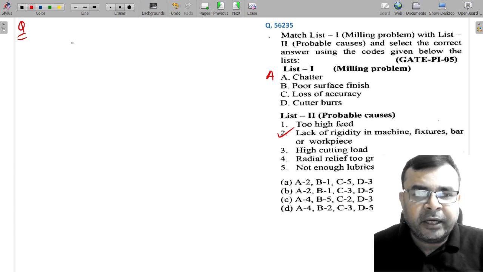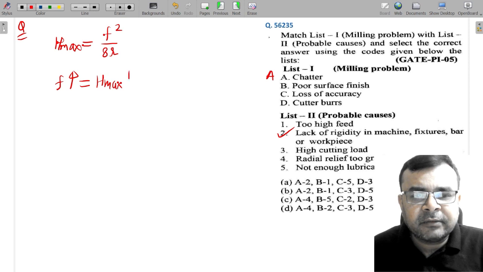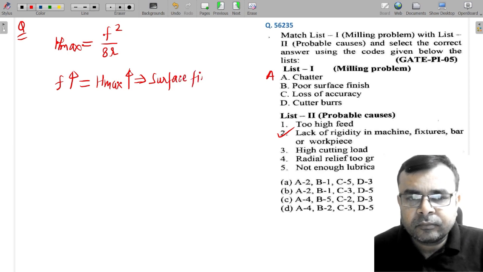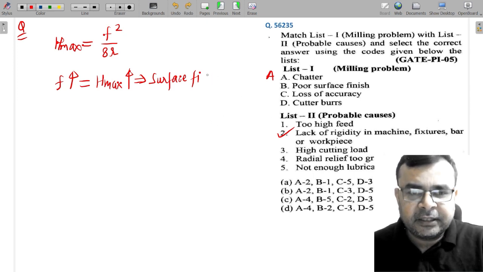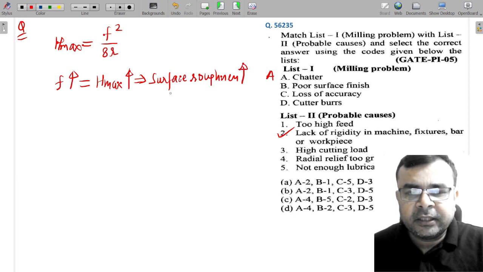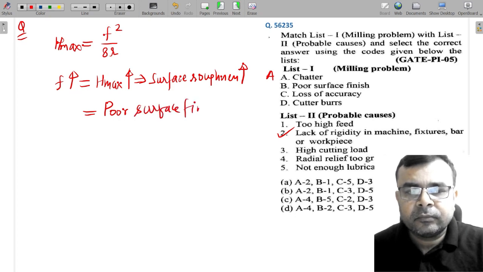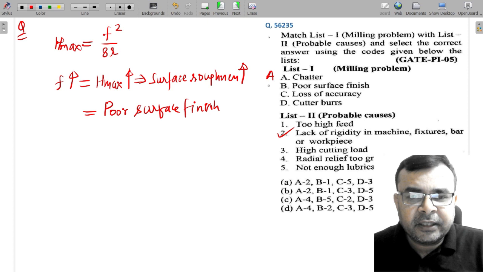Next, poor surface finish. I already told you the maximum roughness during machining can be written as F square by 8R. So as you increase F, that is feed, H max will increase. Therefore surface finish gets deteriorated. Surface roughness increases, or you can say poor surface finish is obtained. Is that right? So the correct choice for this option is too high feed. Yes, too high feed.